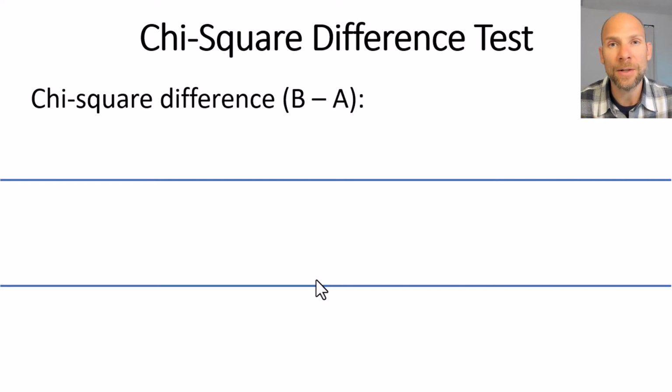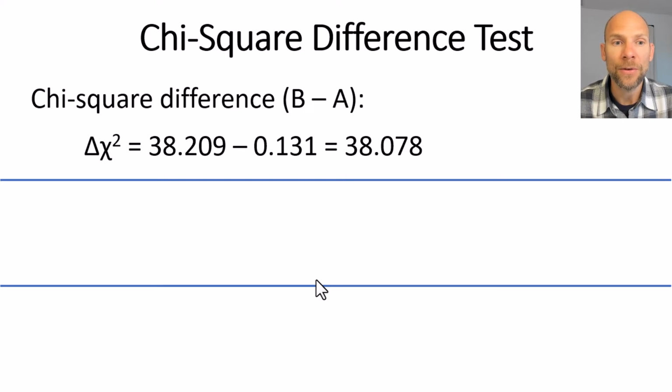So always the chi-square for the more constrained model is the one that is higher or at best equal to the chi-square for model A. So we always subtract the value for A from the value for B. So in this case, that would be 38.209 minus 0.131 is 38.078. That's delta chi squared, the chi-square difference value, and you can see that's almost as large as the chi-square value for model B.